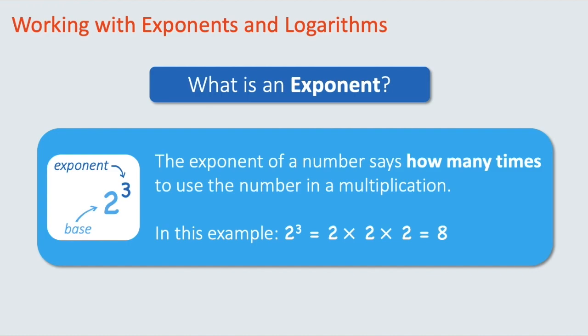Number 2 is called a base. 3 is called an exponent. The exponent of a number says how many times to use the number in a multiplication. In this example, 2 to the power of 3 is equal to 2 multiplied by 2 multiplied by 2, which is equal to 8. 2 is used 3 times in a multiplication to get 8.